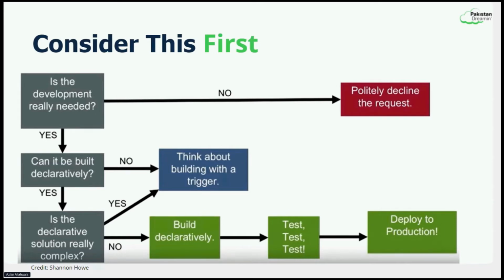But having said that, you can solve the problem declaratively, but if the problem is complex, then I would suggest going with a trigger, because managing or debugging a trigger is ideal as compared to debugging a flow or any other declarative automation. Once you've built the trigger, you can deploy to production. But again, you cannot deploy triggers to production directly. We'll talk about it in the later part.